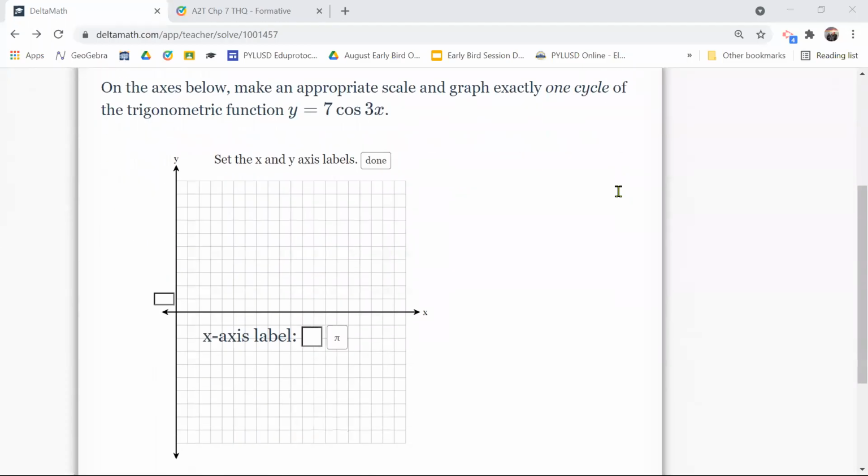Well, guys, this is the video to help you with the Delta math. Some of you might have difficulty with this, and so hopefully this will help.